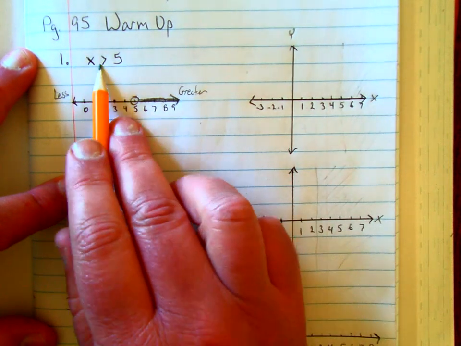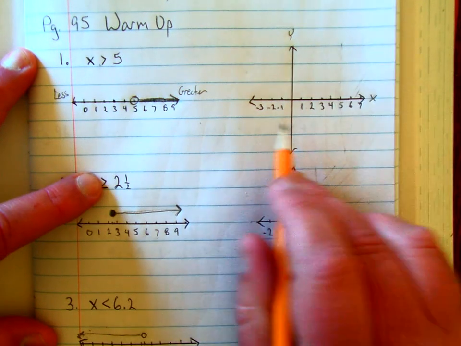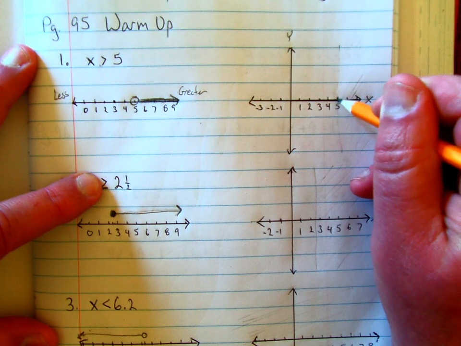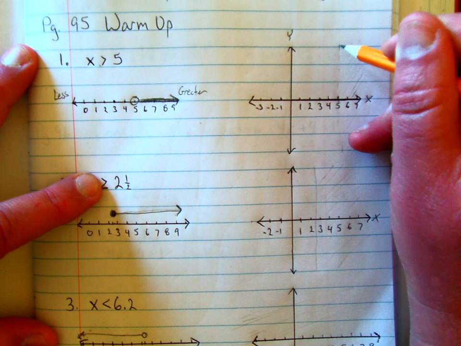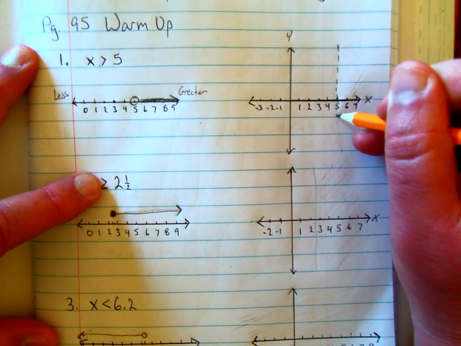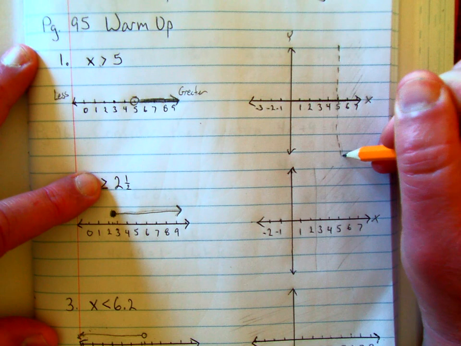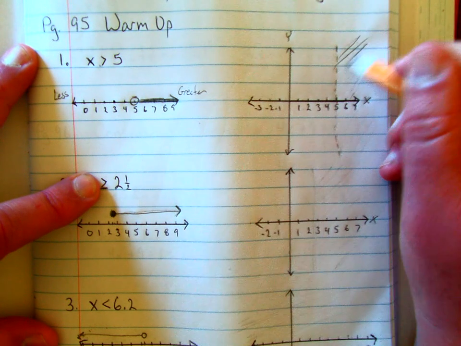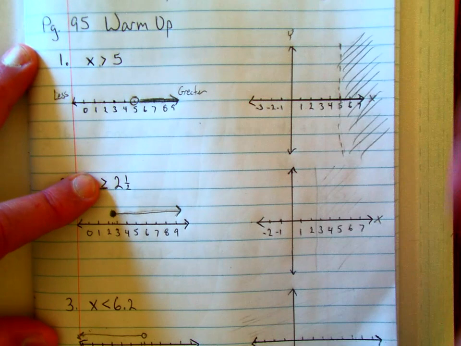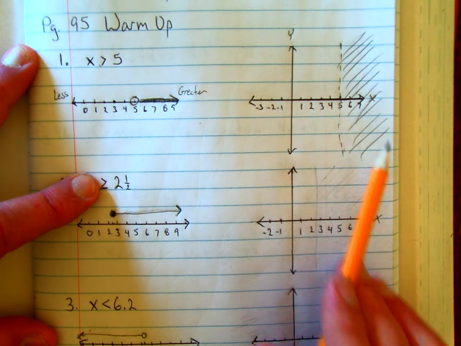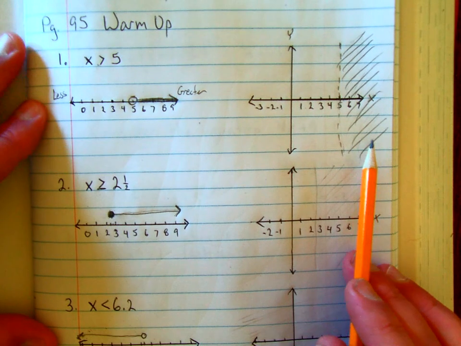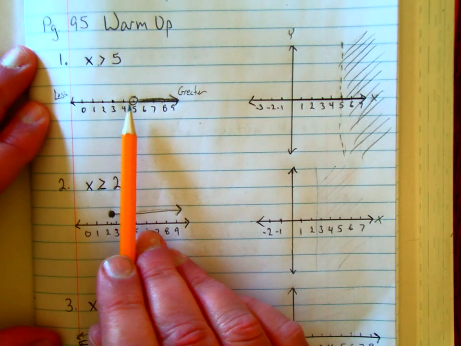On x greater than 5, again, I'm going to find where x is 5. And in this case, I'll put a line. Since x doesn't equal 5, it's going to be a dashed line, because 5 is not part of the solution set. But everything bigger than 5 is. And so everything covered on this side of the plane is part of the solution. Again, a dashed line goes with a hollow circle.